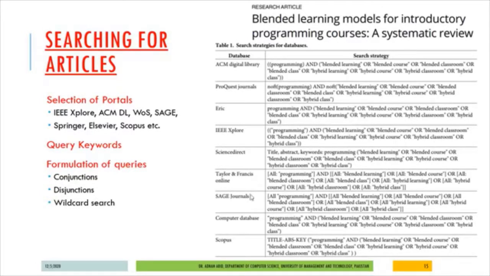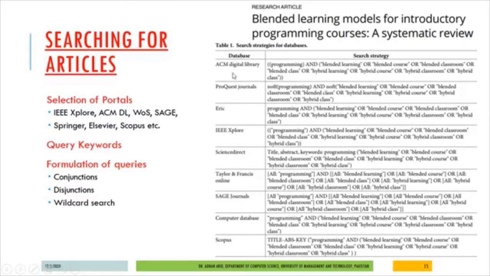So again, the example, which will help you understand what I was trying to explain in the previous slide. From the blended learning article that we have adopted as a case study in this talk, these are different libraries or research portals, which had been used for extracting the articles. And you see these: programming, blended learning, or blended course, or blended classroom. These are the keywords for hybrid learning, etc., which have been used, and we use these conjunctions and disjunctions and wildcard searches at times to find out the articles.